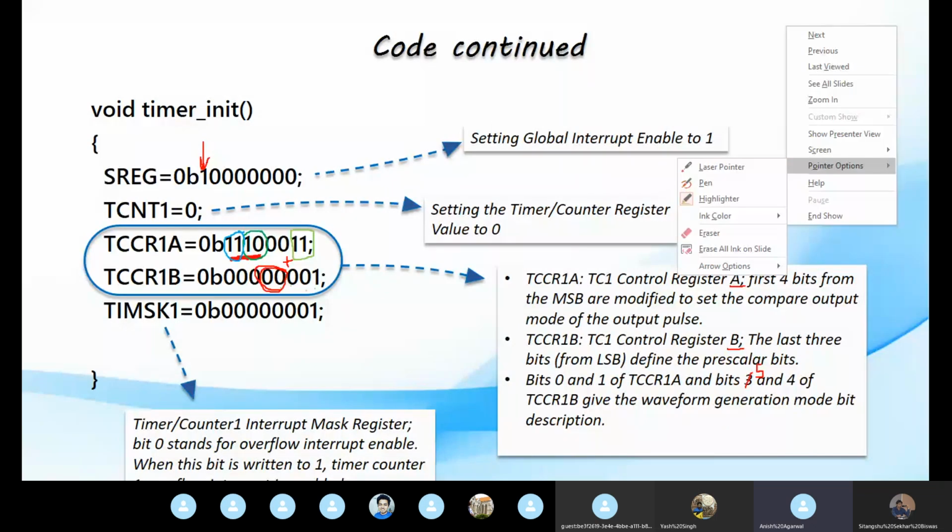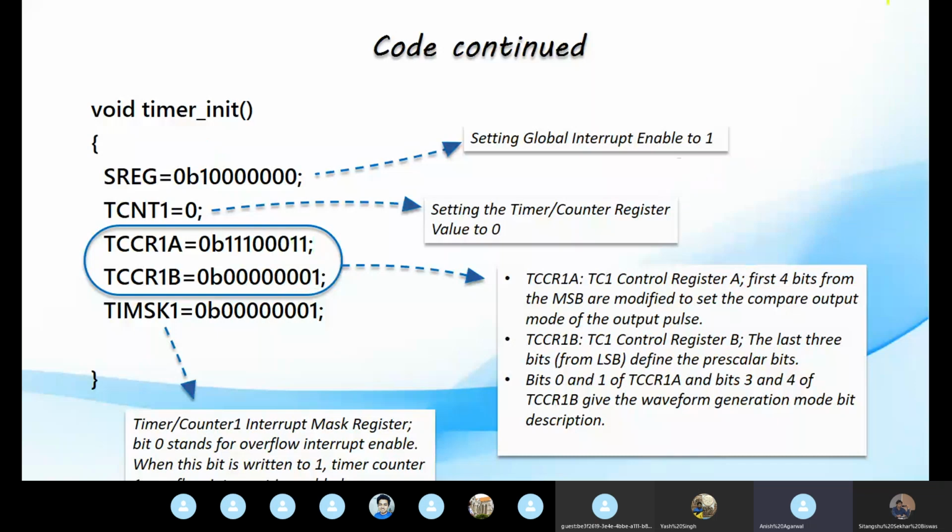All right, now coming to the TIMSK1. This is the timer counter interrupt mask register. All right, prescaler, you tell. The prescaler bits are the least three significant bits of the TCCR1B. Those are the prescaler bits.